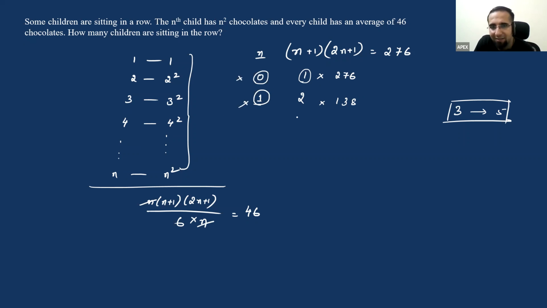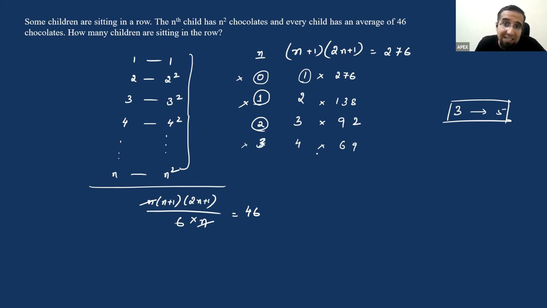Now is it divisible by 3? Yes, it is also divisible by 3. So this becomes 3 into 92. Now again, if n plus 1 is equal to 3, n is equal to 2. If n is equal to 2, then 2n plus 1 is 5, right? So will it go with 4? Yes, it also goes with 4. Now 4 into 69, which is again not acceptable, guys, because n is equal to 3. If n is equal to 3, you won't get 69.